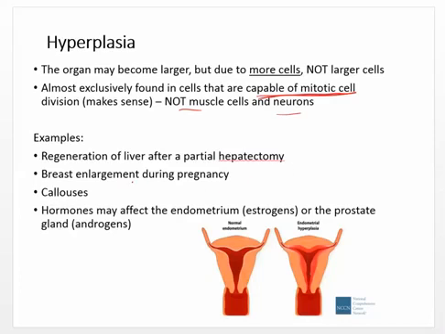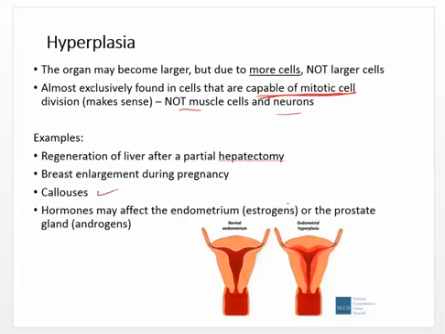Okay, breast enlargement during pregnancy. So that's a hormonal trigger that says that you have to start producing and enhancing the glandular cells that were there to begin with, but now this hormonal signal says that you need to increase the number of those because they are about to be used.